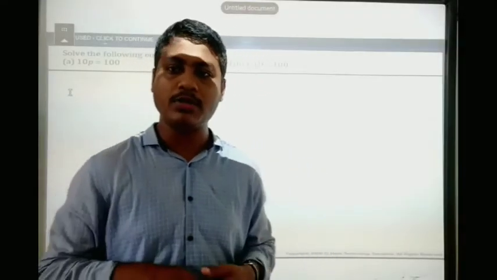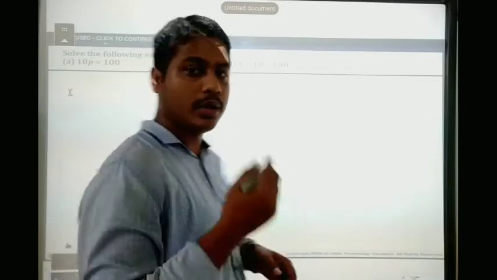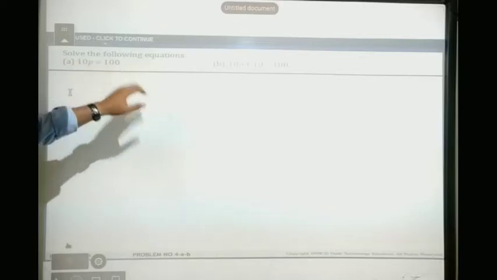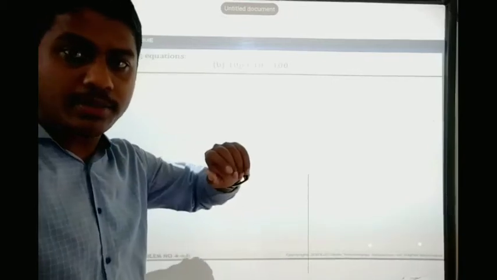So 4.2 up till question number 3 I have discussed. I will be discussing now question number 4. Now let us see the question. Solve the following equation: 10p is equals to 100 and 10p plus 10 is equals to 100. So let me discuss this.